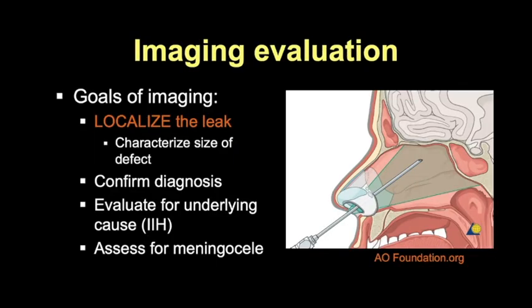Finally, the imaging evaluation. So what are the goals of imaging a patient with suspected CSF leak? Well, imaging is paramount as the majority of repairs performed now are endoscopic, and the main goal of imaging is to localize the leak and characterize the size of the defect for preoperative planning. Of course, it's nice to confirm the diagnosis, especially in those patients with suspected leak but unable to obtain fluid for beta-2 transferrin testing, and to assess for an underlying cause such as IIH or underlying tumor or associated meningocele.